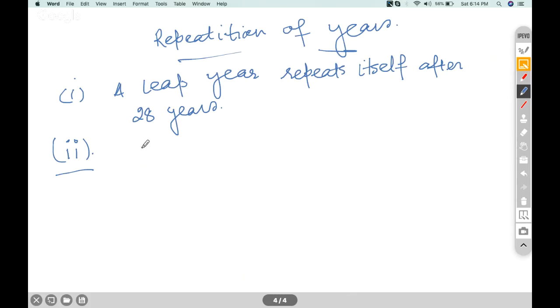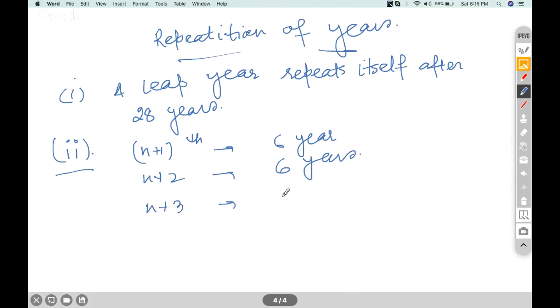Now we did that n plus 1 year, it repeats itself after 6 years, n plus 2 after 6 years, and n plus 3 after how many years? It came out to be 13 years, I think. Let me check it for you. 2007 was n plus 3.